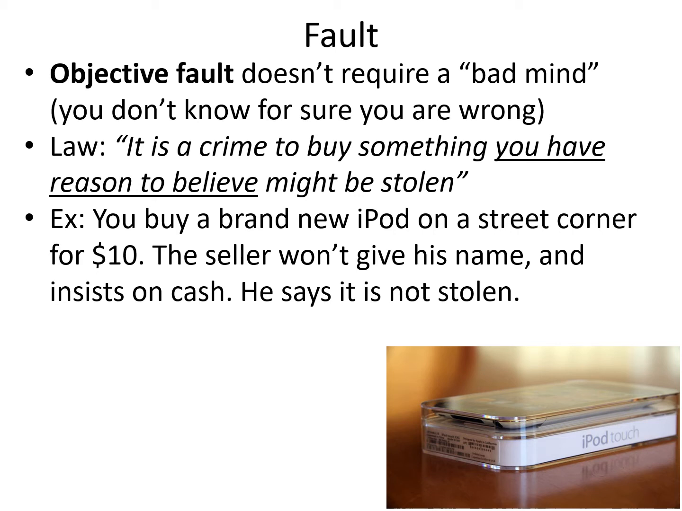Well, objective fault. Remember, whenever we see the word objective, we say, what would a reasonable person think? What would a reasonable person do or believe? Would a reasonable person think that they could buy a brand new iPod on the street corner for $10 from some guy who won't even give you his name and insists on cash? A reasonable person would not believe that that's legally possible. So here the law says it's a crime to buy something you have reason to believe it's stolen. That's objective fault.